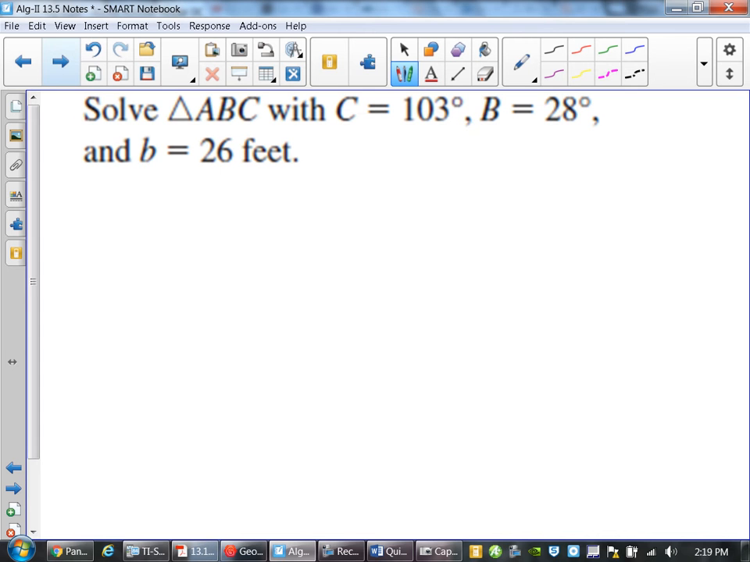So what we do here a lot of times is you're just going to get values. You're not going to get a diagram or anything like that. So you just need to draw it. So all you do is draw a triangle. Does it have to look like it has a 103-degree angle in it? Nope. Does it have to have three sides? Yes. Otherwise it's not a triangle.